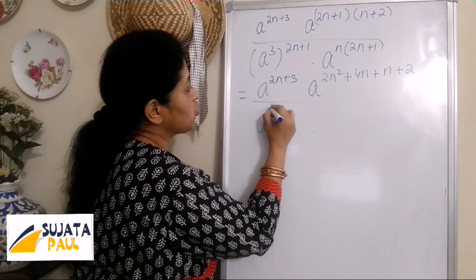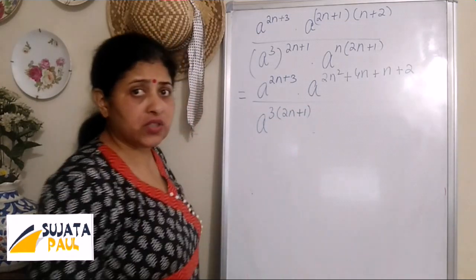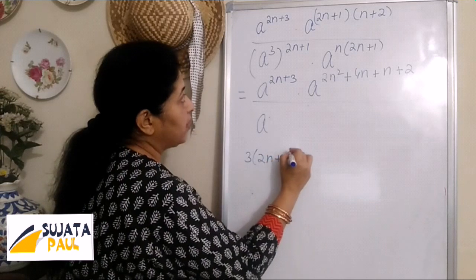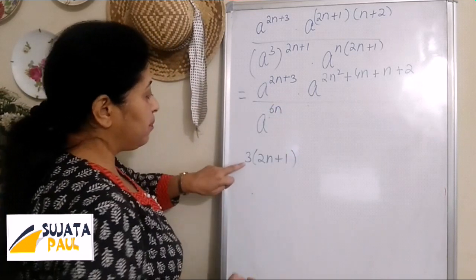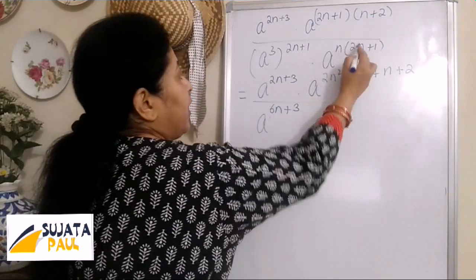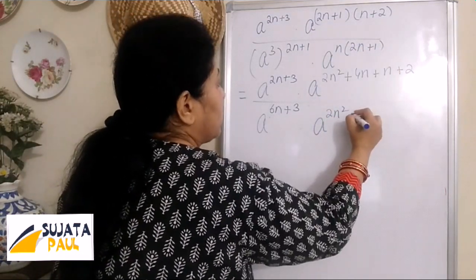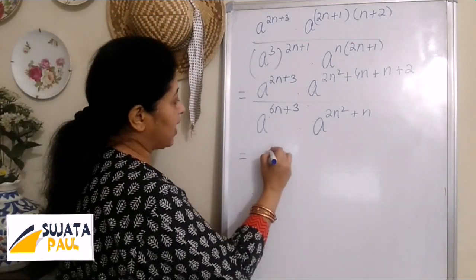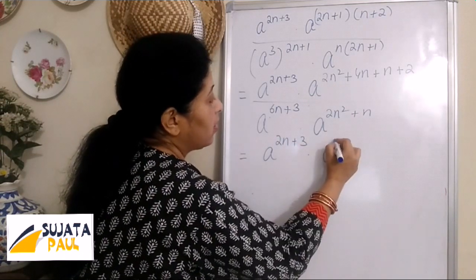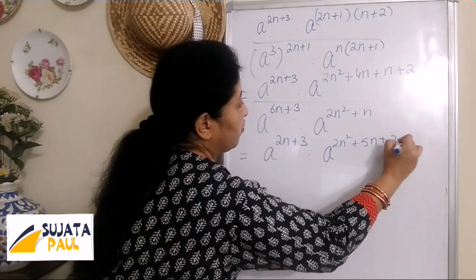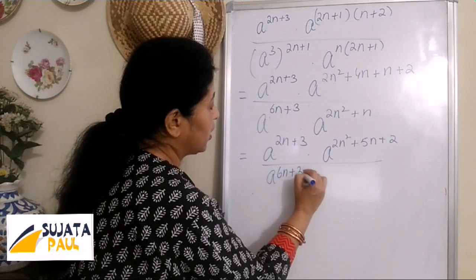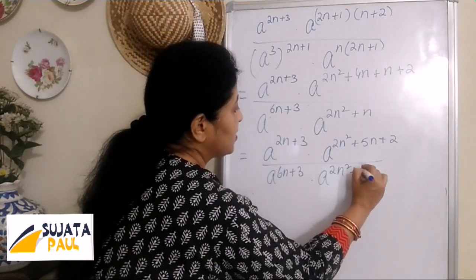Can I write this as a raised to the power of 3 into 2n plus 1. I don't like to skip steps, but because of the board, I am writing this here. So this becomes 3 into 2n plus 1. So this becomes 3 2s are 6n plus 3 into 1 is 3. So I leave this like this. Then I write a raised to the power of n into 2n is 2n square, and n into 1 will be plus n, right? So I can write this as a raised to the power of 2n plus 3 into a raised to the power of 2n square plus 5n plus 2 upon, I'll do it in the next step, I could have done it here also, a raised to the power of 6n plus 3 into a raised to the power of 2n square plus n, right?